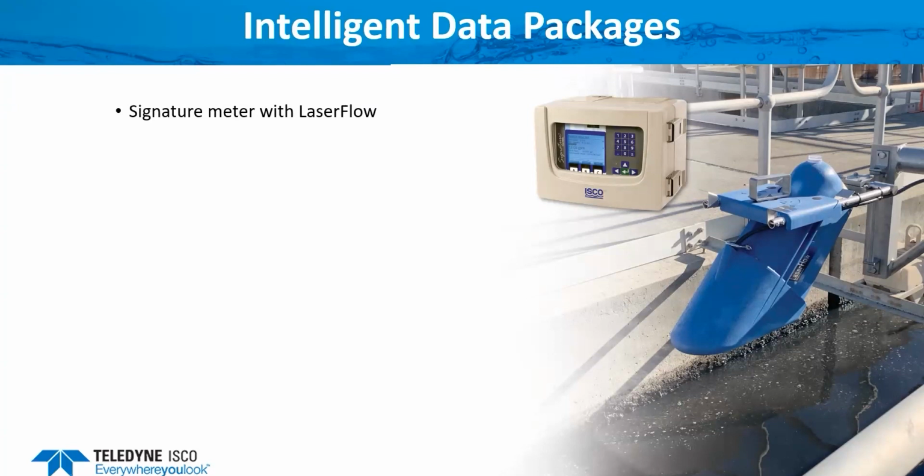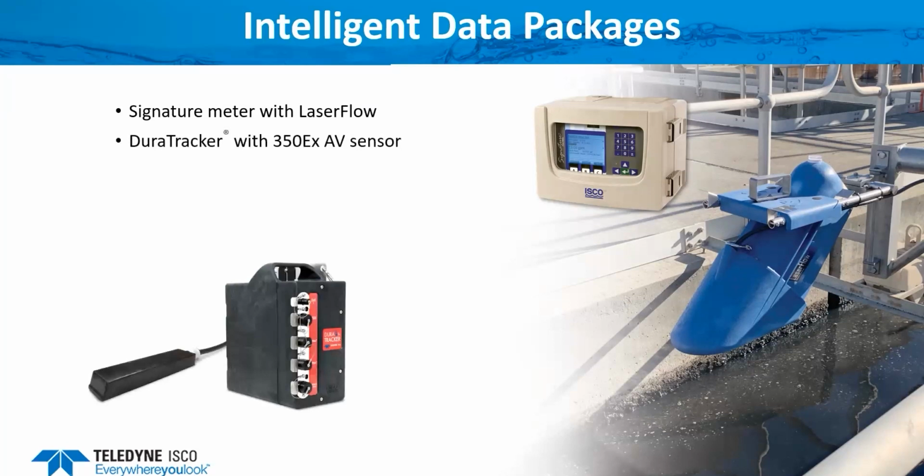So as part of the data intelligence packages, one of the examples is going to be the Signature with the LaserFlow sensor for your permanent flow applications. If you have intrinsically safe locations, we offer the DuraTracker EX with the 350 EX sensor.